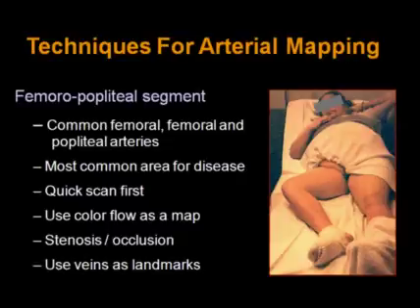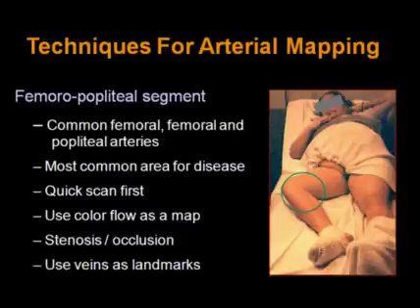We use the color flow map as a guide. We also mark stenoses and occlusions as we see them, and we measure the lengths of those stenoses. A good tip here is to use the veins as landmarks. As you can see in this patient, the knee has been bent and the leg has been externally rotated to give us access to all of the vessels of interest from the level of the inguinal ligament down to the knee. The patient is in reverse Trendelenburg in order to allow blood to pool in the veins and allow us to use those veins as landmarks to identify the arteries of interest.